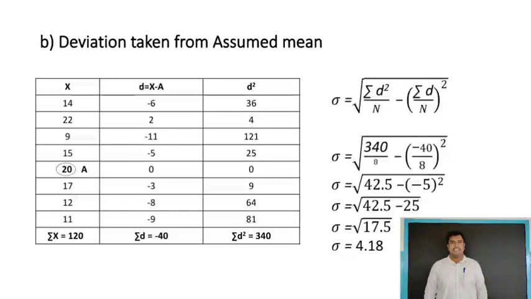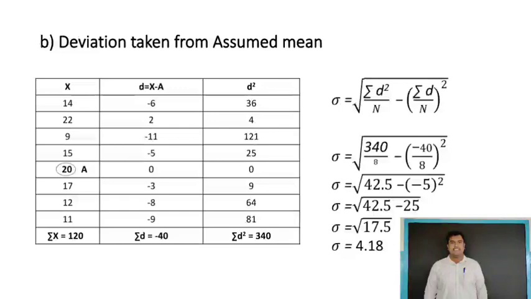14 minus 20, I get minus 6. 22 minus 20, I get 2. Likewise, I calculate the deviations. Next, I square up these deviations, then take the summation, and then apply the formula.